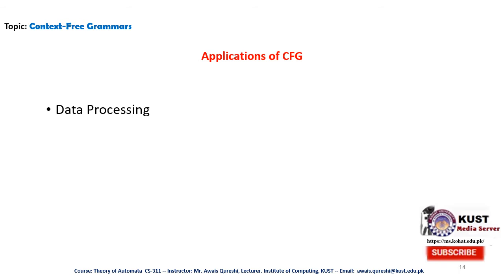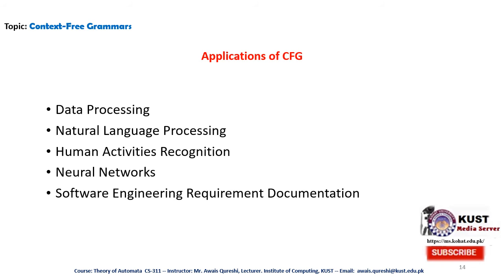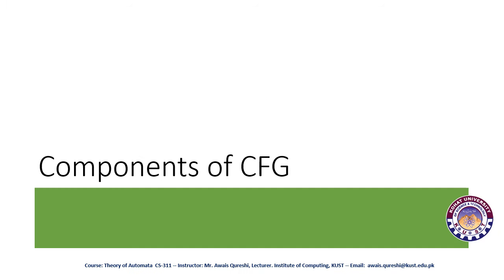So what are the applications of CFGs? Applications of CFGs are in data processing, NLP, natural language processing, human activity recognition, neural networks, software engineering, and requirement documentation. So these are all the application areas of context-free grammars. Okay, so context-free grammars play a big role in different fields of computer science.